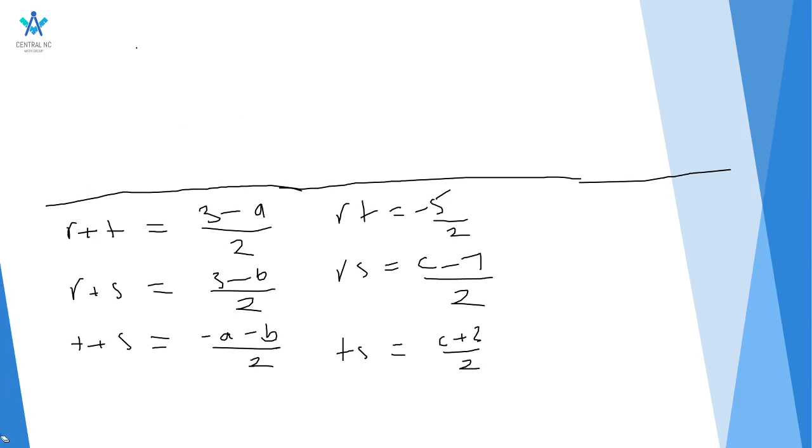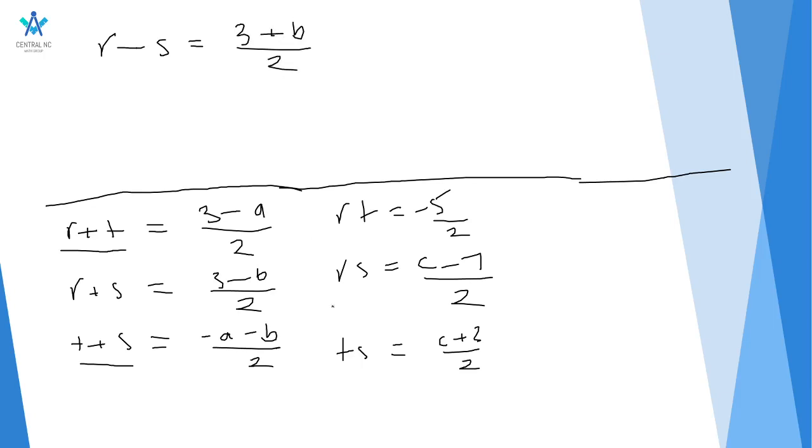All right. So now let's try doing this. If we take this first equation over here and this third equation over here, and we subtract them, we actually get r minus s. r minus s will be equal to 3 minus a minus negative a minus b over 2. Note that subtracting those will actually cancel the a's. It gives us 3 plus b over 2, subtracting those two fractions.